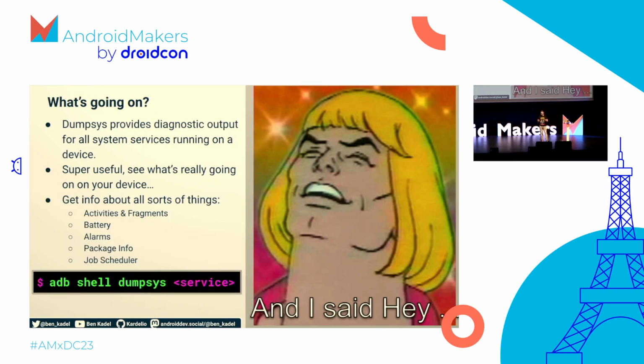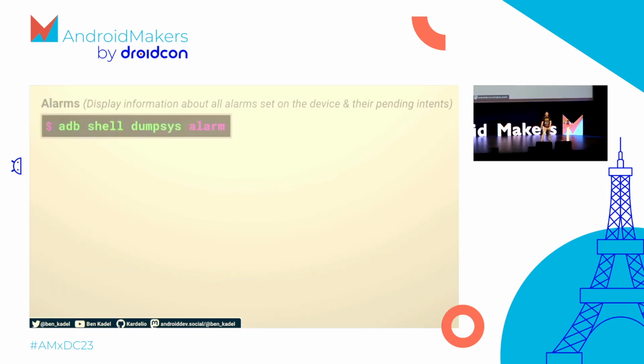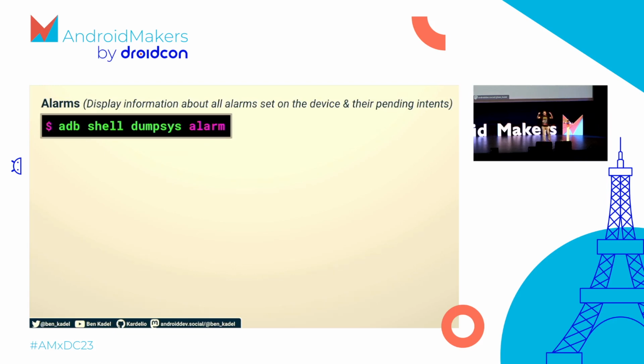Here's the command. adb shell again, dumpsys, and then the service that we'd like to query. For example, I want to find out all the alarms that are set on the phone. dumpsys alarm. It tells me all the alarms that are set, which package set them, and the pending intents that trigger when it's time to go.